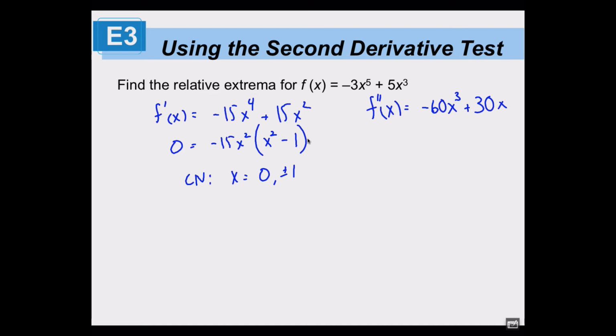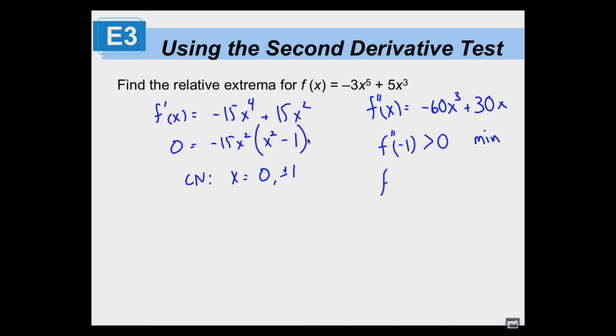Okay, now I need to know what is f double prime of negative 1. Is it positive or negative? So plug that in here. If I put a negative number in here, I get 60 minus 30, which is positive, so that's greater than 0. So let's stop there. F prime of negative 1 is 0. That establishes that it's a critical number. F double prime of negative 1 is greater than 0. Is it a max or a min? Min. It's a min. Good.